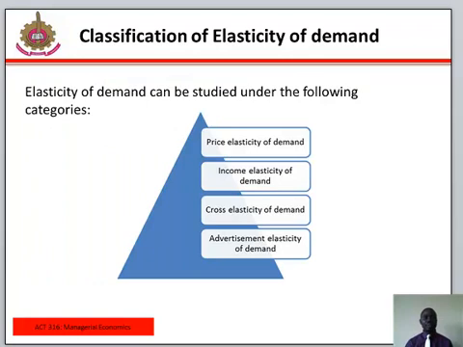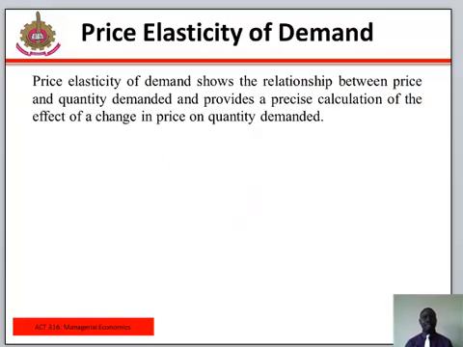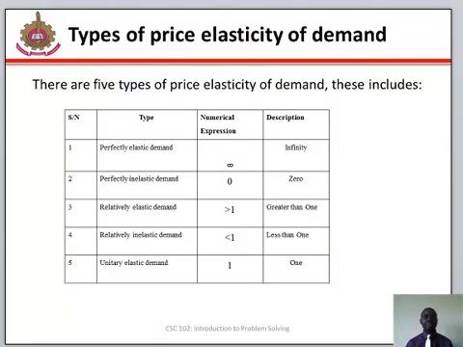Classification of elasticity of demand. Elasticity of demand can be studied under the following categories: price elasticity of demand, income elasticity of demand, cross elasticity of demand, and advertisement elasticity of demand. Price elasticity of demand shows the relationship between the price and quantity demanded and provides a precise calculation of the effect of a change in price on quantity demanded.